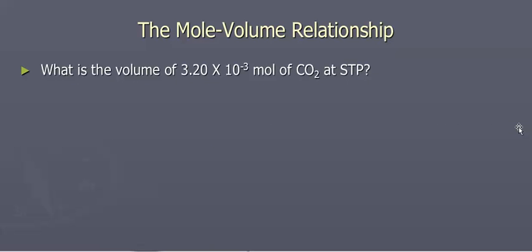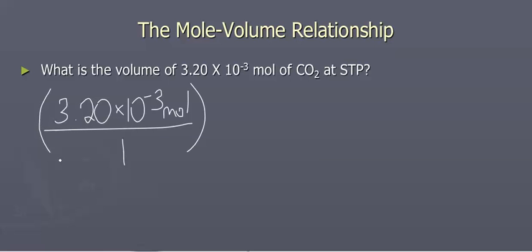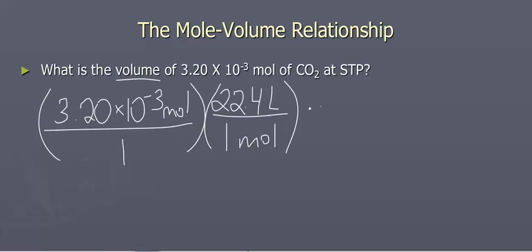So let's look at an example with the mole-volume relationship. We have 3.2 times 10 to the negative third moles of carbon dioxide. I want to go from moles to volume. So I want to go to liters. Since it's a gas, 1 mole of this gas has a volume of 22.4 liters. So the volume of this many moles is 0.0717 liters.